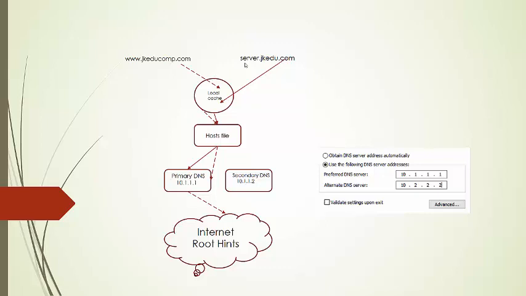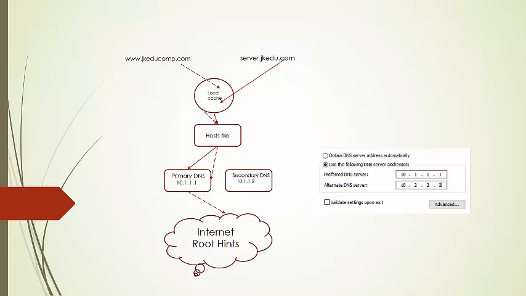So first of all, my client will check its local cache and see if it has an entry for server.jkeducom and its IP address, 10.1.1.3. If that is not available in the local cache, it will go to the host file.